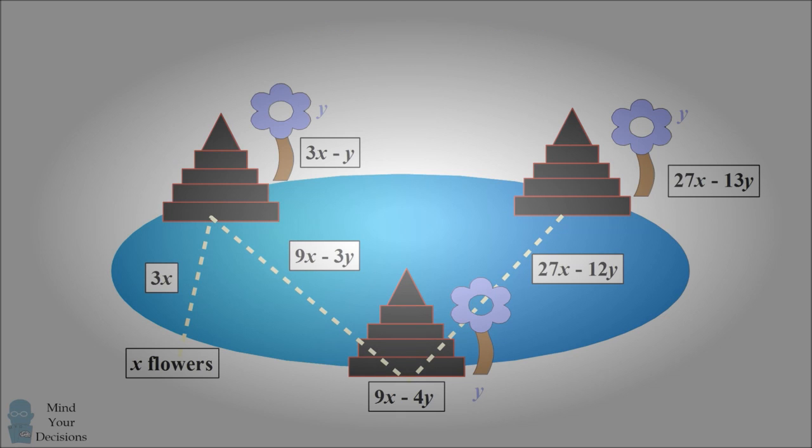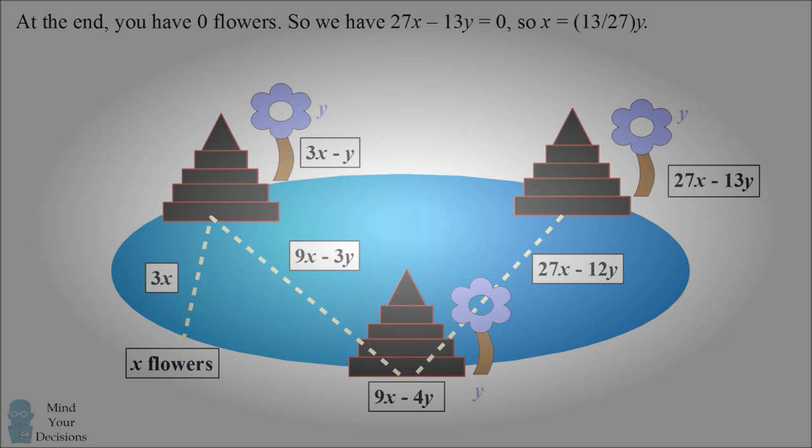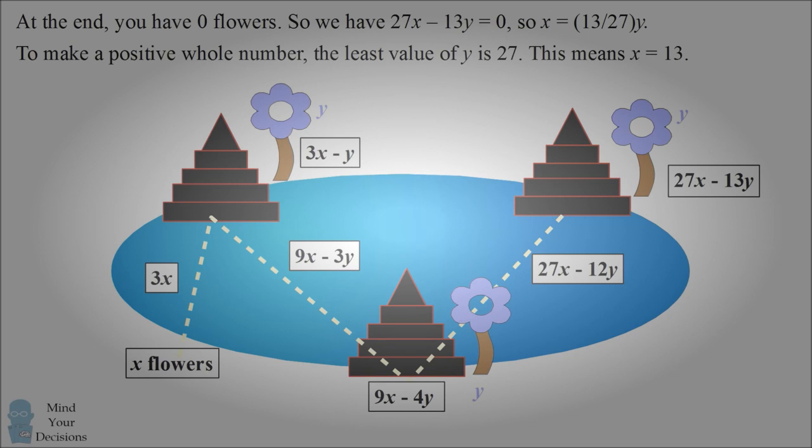Of course, at the very end, you have no flowers. This leads to the equation 27x minus 13y equals 0. So x equals 13 divided by 27 times y. We need the number of flowers you place to be a whole number. The least value for y would be 27, which means that you started with 13 flowers. In fact, this is the solution.